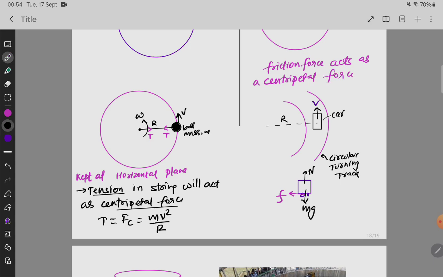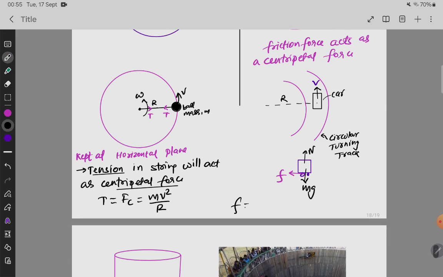Now we can write friction as a centripetal force. So mv square by r, and this friction we can write as mu into N, and here N is nothing but mg. So friction force is mu mg. So here again I am writing, can I write here mu mg equals mv square by r. So from here we can find the velocity of the car.